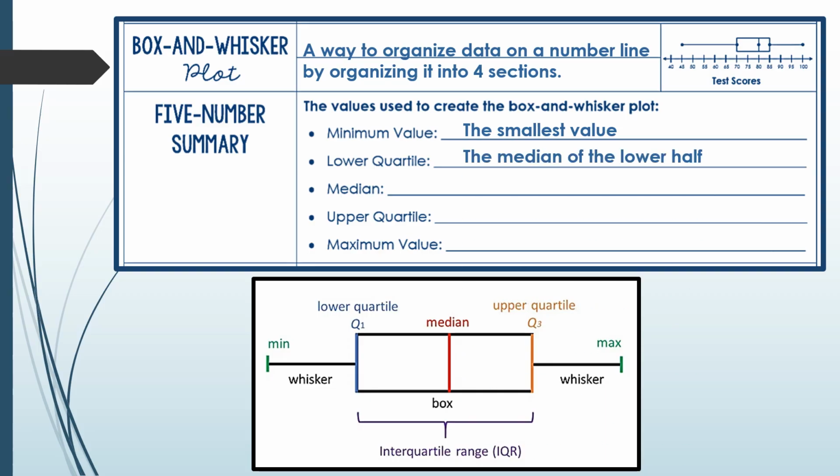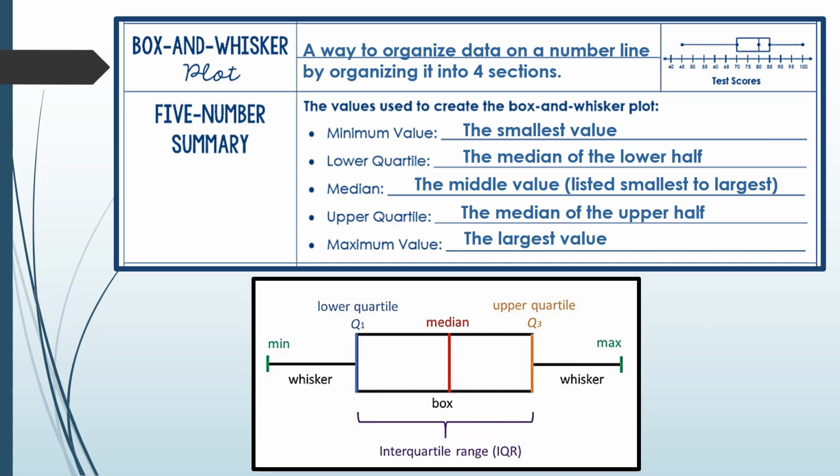The lower quartile is the median of the lower half. Median is the middle value when you list them smallest to largest. Upper quartile is the median of the upper half, and maximum value is the largest value. Notice we have that on a box plot here shown for you.